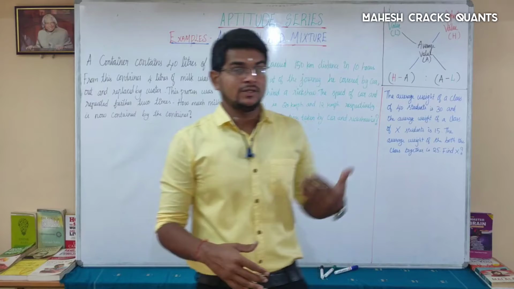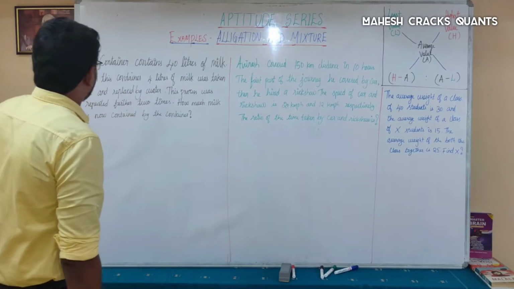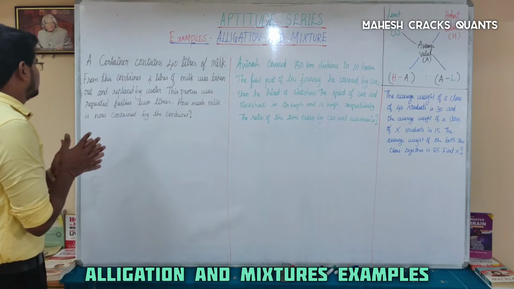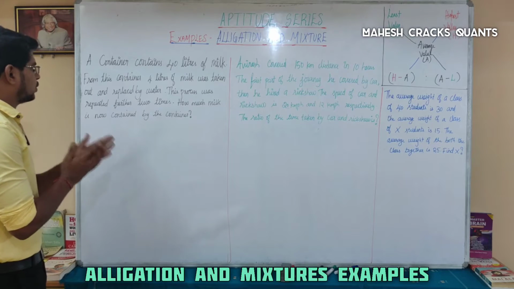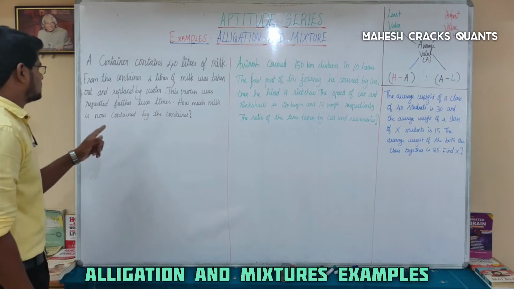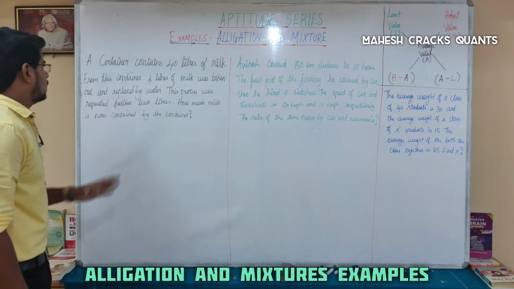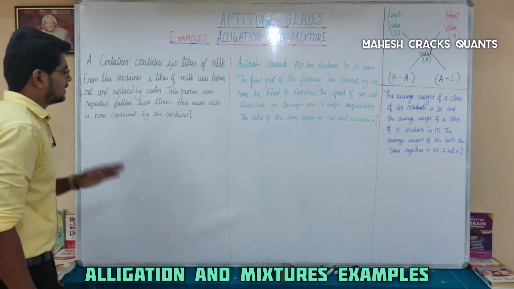Okay, let's get started. The first question is, a container contains 40 liters of milk. From this container, 4 liters of milk was taken out and replaced by water. This process was repeated further 2 times. How much milk is now contained by the container?